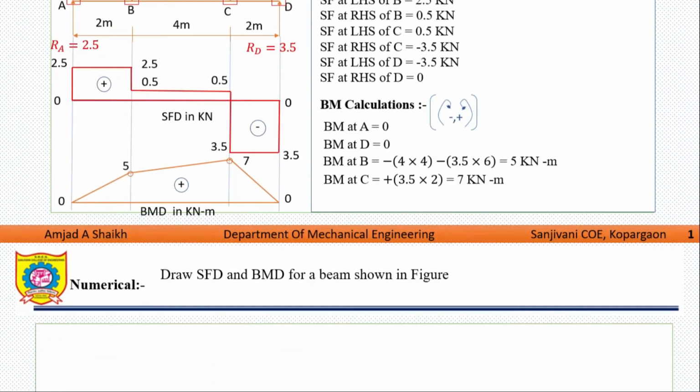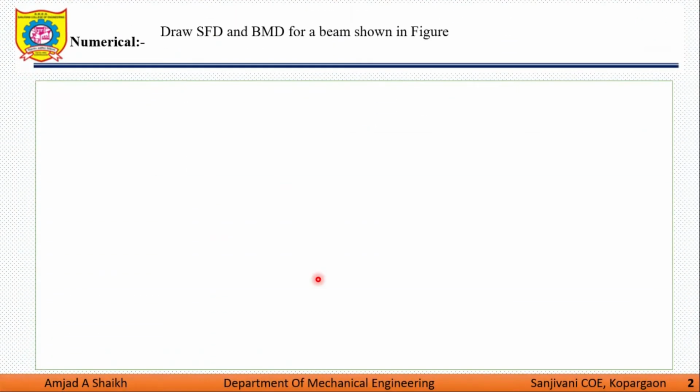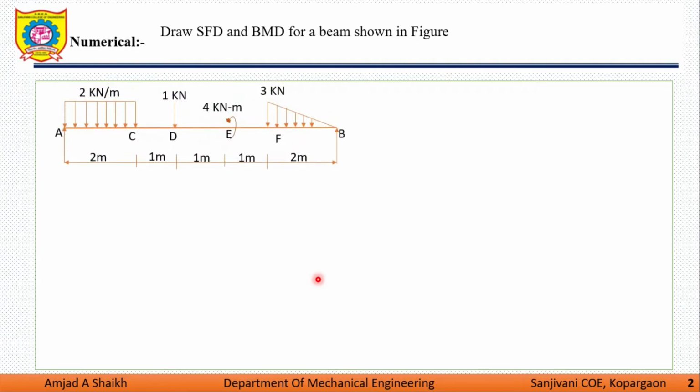Let us see another problem. Draw SFD and BMD for a beam as shown in figure. This beam carries 2 kilonewton per meter as a UDL over a 2 meter span, a 1 kilonewton point load at 3 meter from point A, an anti-clockwise moment of 4 kilonewton meter which is 4 meter away from point A, and a uniformly varying load of 3 kilonewton per meter, which is 2 meter away from point B.